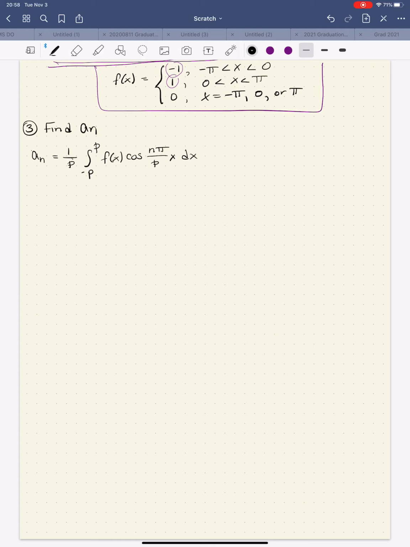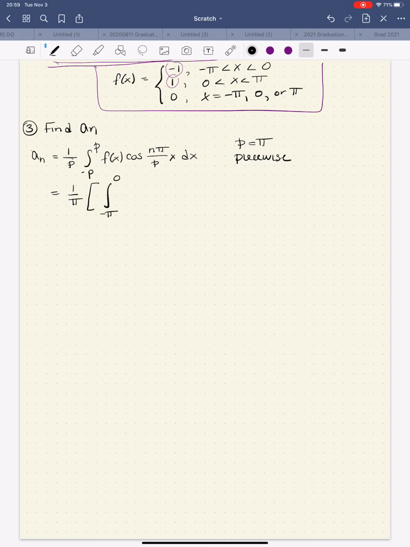Okay, so a sub n, we know again that p is equal to pi. And again, f of x is a piecewise function. So therefore, we're just going to break up the integral into 2 integrals. Okay, so what we have here is 1 over pi. And again, I'm going to be very careful to put every single piece of information down so you can see what happens to it.